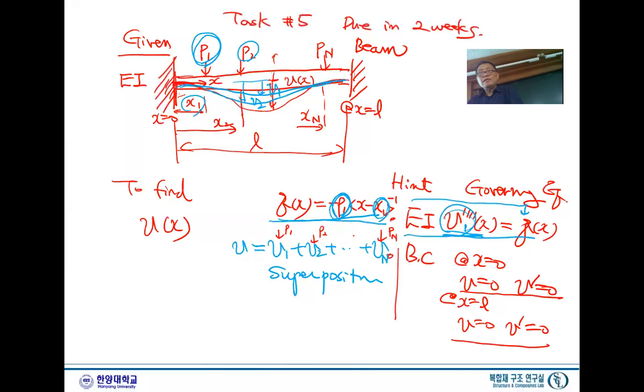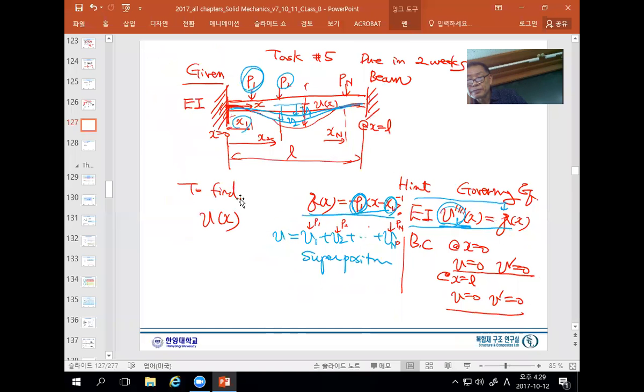Okay, so this is task number 5, which is due in 2 weeks, and then we're going to have a midterm. But again, these are the most important problems. And today I'm going to spend about 1 hour to review all the beam theory you need to be able to solve this one. Okay, keep that in mind.